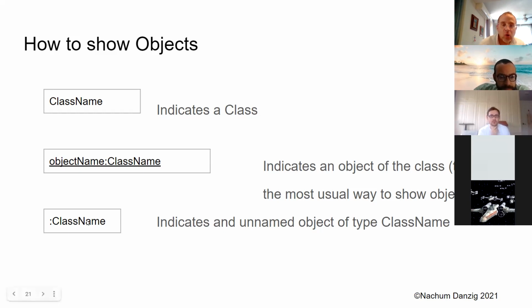And here we indicate an unnamed object of the type class name. So in other words, we just didn't write anything before the semicolon. Here we just said a class, and here we said a class, but we wrote a colon here. And that means that really there's an instance here, but we're not giving it a name. So I'm not exactly sure when you're supposed to give it a name and when you're not supposed to give it a name.